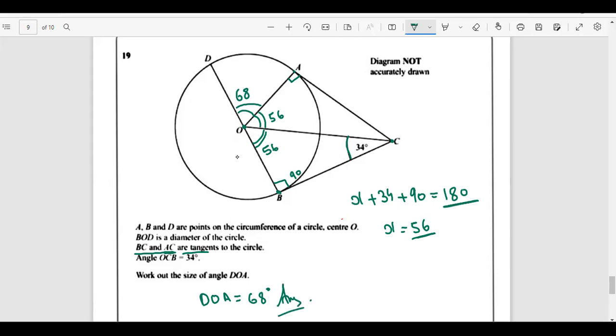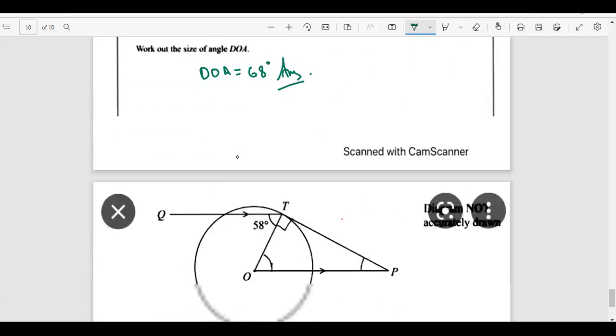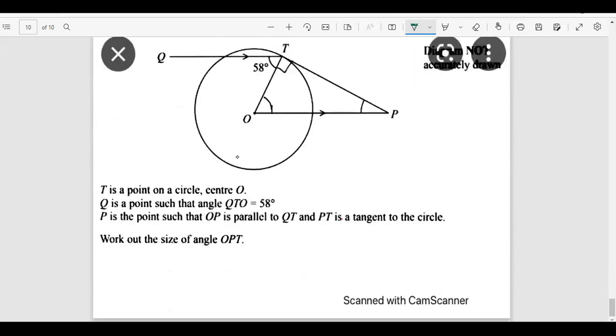You would understand these questions once you cover the circle theorem, okay? So you would be able to understand all of this once you are done with that. Okay, let's talk about the next one and then let's see if you are able to understand this or not.